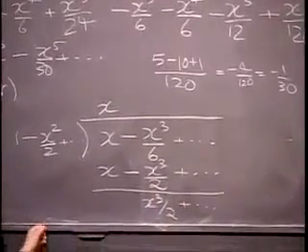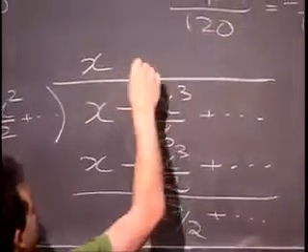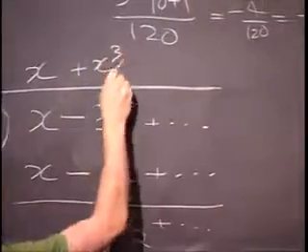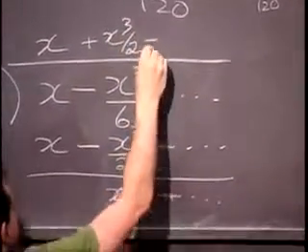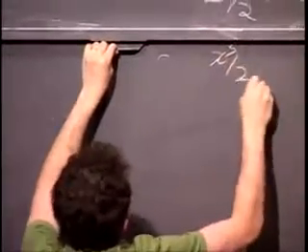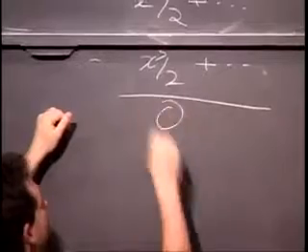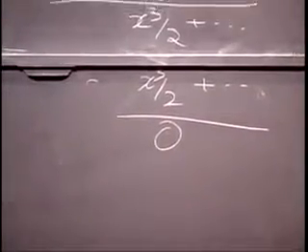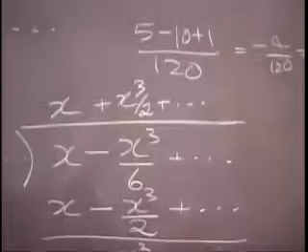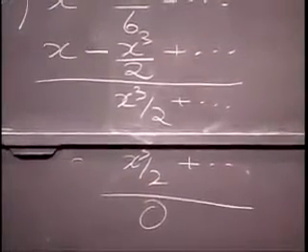So let's see. How many times does 1 go into x cubed over 2? Once. X cubed over 2. And if I do multiply this out, I'm going to get x cubed over 2 plus higher order terms. Notice again, I'm not concerned about anything above degree 3, so I chop everything off, and I'm down to 0. Of course, there's a huge remainder. It's all of the rest of the terms, but I don't really care what they are. So I've proved that tan x begins x plus x cubed over 2, and so on.